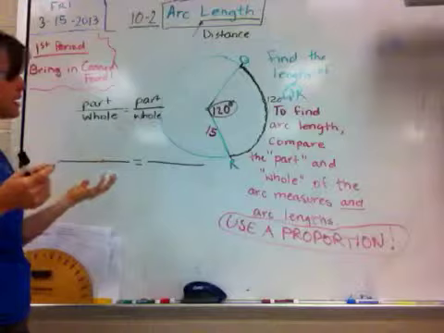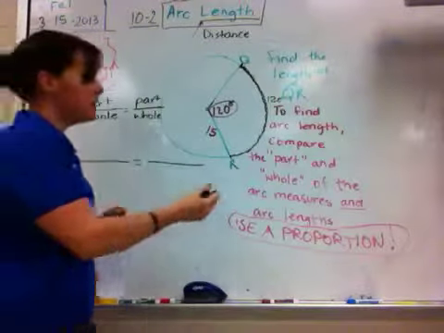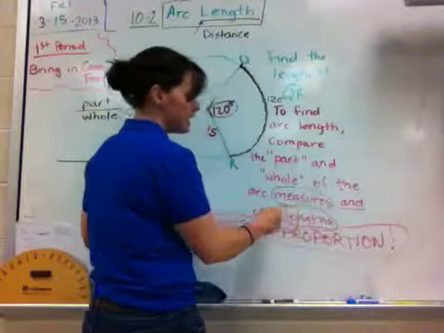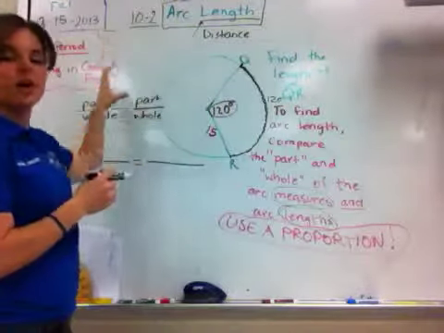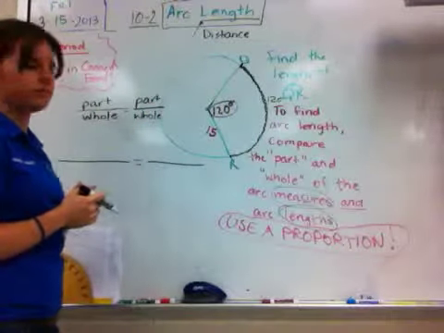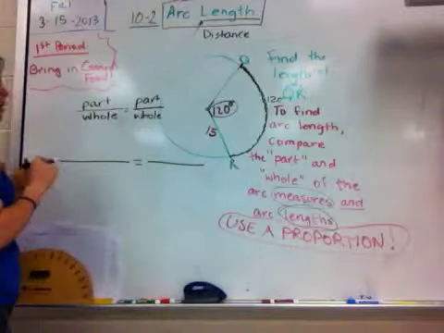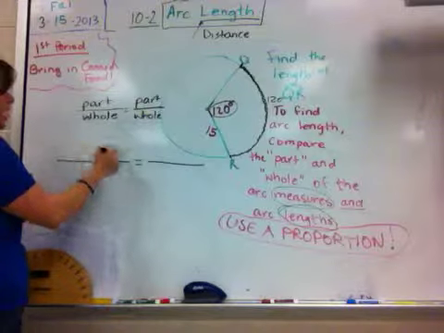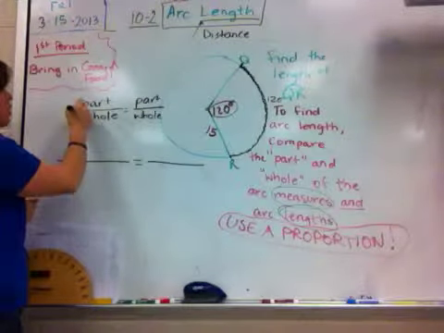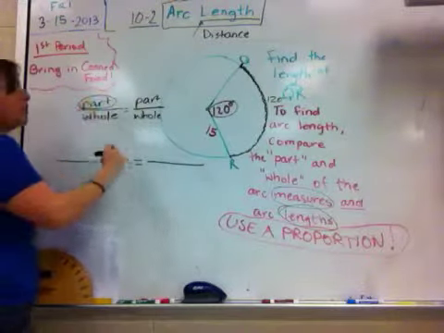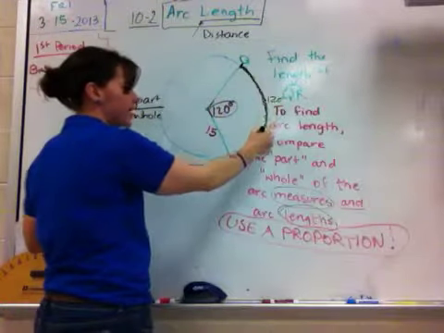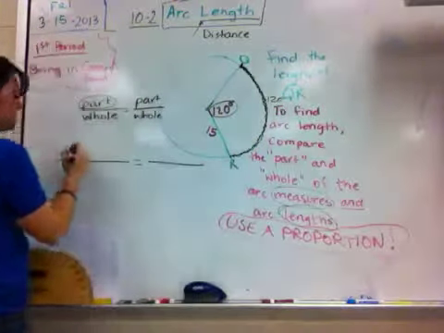Okay, so let's see what our part and our whole is. We're going to take the measures and compare them, and then we're going to do the lengths to the part and to the whole of the circle. Okay, so let's do the lengths first. Let's talk about lengths. On the top of this first proportion, what is the part when we're working with the lengths here? The part that I want to find is QR.